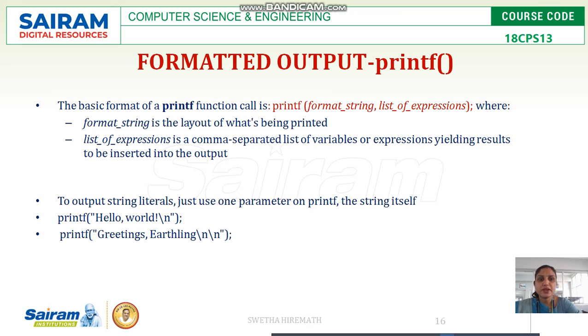Next, moving to the formatted output statement. Formatted output is the printf statement. The basic format of a printf function call is printf followed by the format string, then a list of expressions, where the format string is a layout of what is being printed and how it has to be printed. The list of expressions is a comma separated list of variables or expressions yielding results to be inserted into the output.